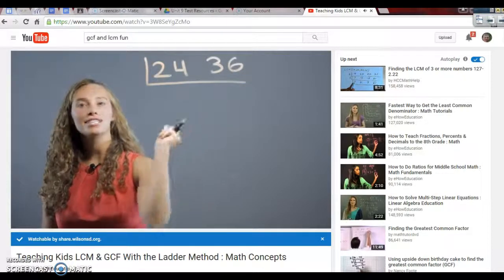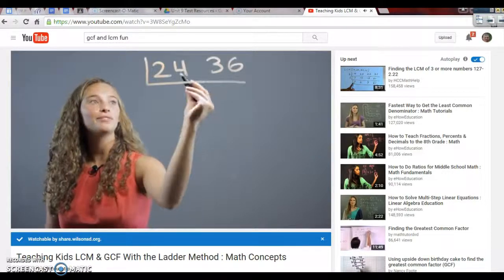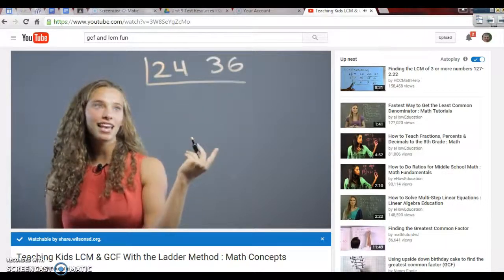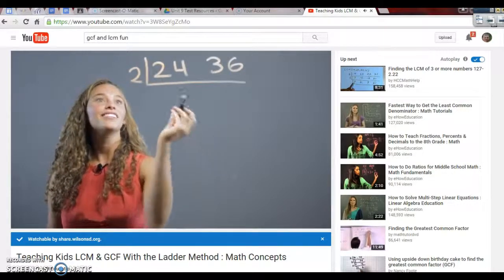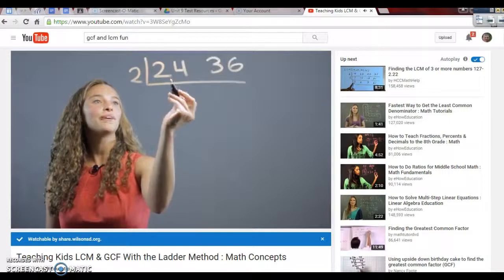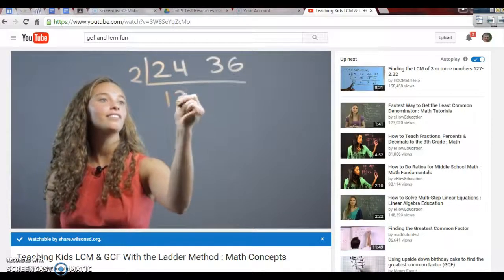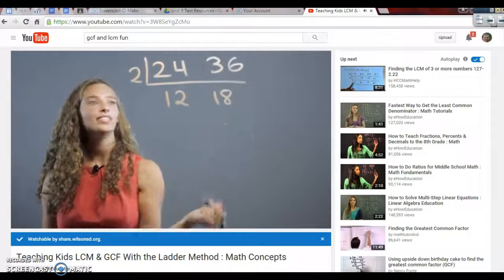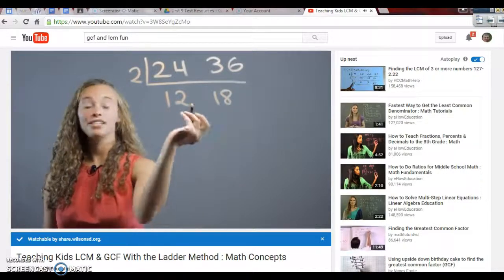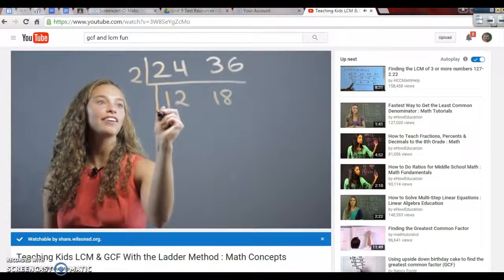Now we're going to find the smallest prime number that goes into these two numbers. In this case, it's 2, the smallest prime number. So we have 2 into 24 is 12, and we have 2 into 36 is 18. Then we do it again until we have all prime numbers. So we make another L.